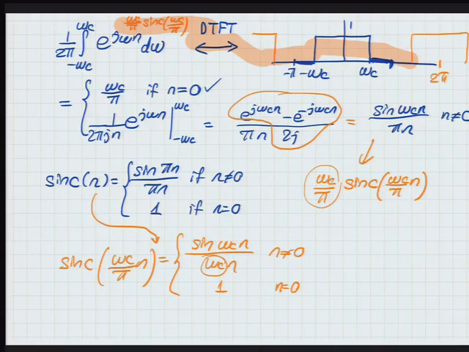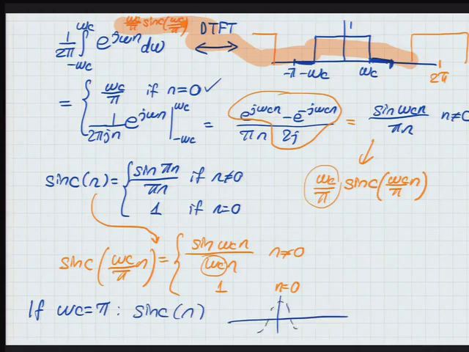and what happens if omega c is pi? What does that thing on the left-hand side look like? It's just sinc of n, right? Where is my n? And there's an n here, okay? All right, so if omega c is pi, then we simply have sinc of n. And what does that look like?